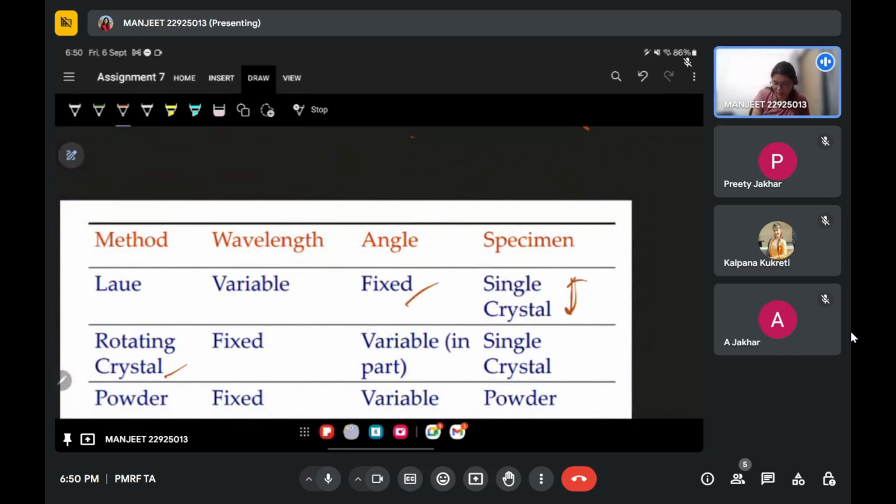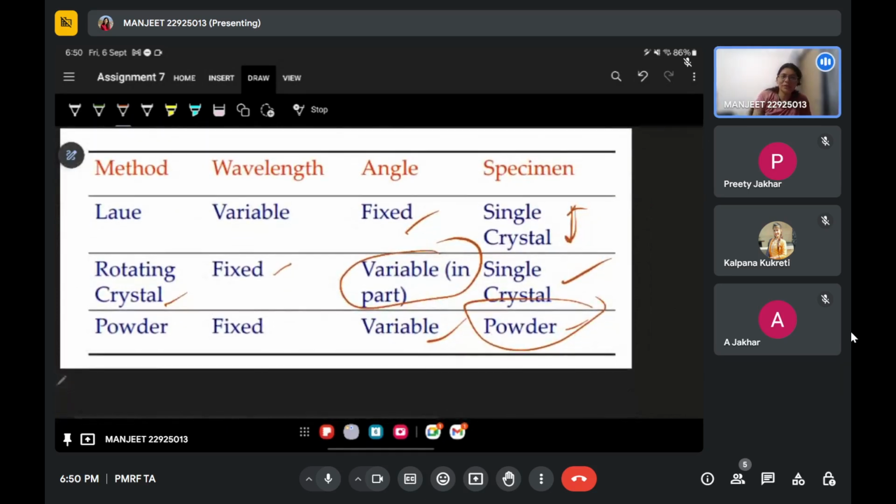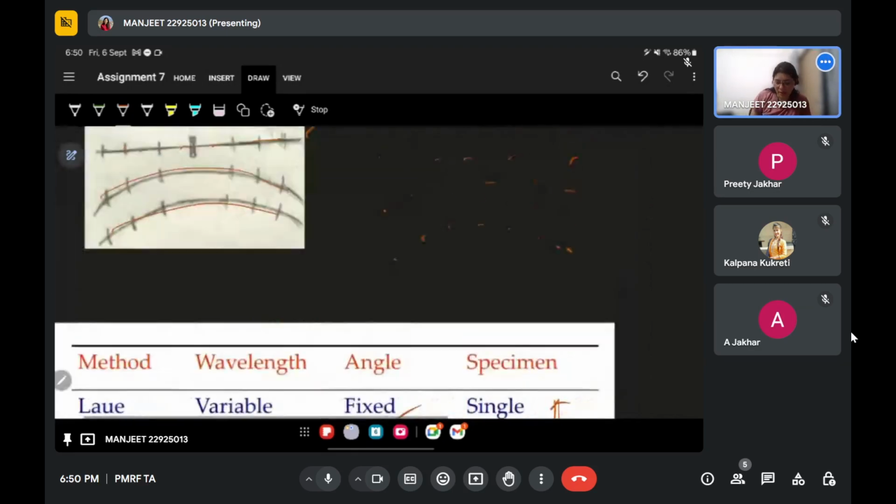In the rotating crystal method, the wavelength is fixed, but my crystal is moving, and it is also used for the single crystal. And in the powder method, my wavelength is fixed, my angle is variable, and that we use for the powder one. Okay, so these are the three different types of X-ray methods.